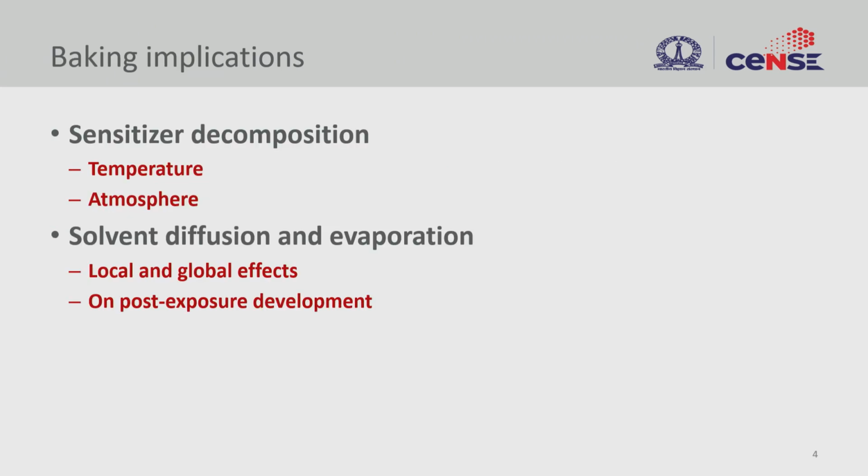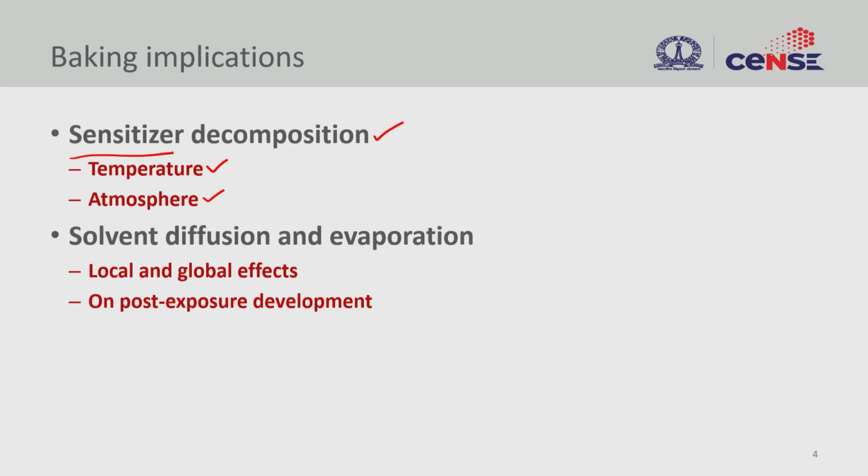And the effect of baking temperature, or the baking itself, on the sensitizer, because this is the photosensitive material, right? So this material could decompose. So you want the sensitizer to remain sensitive to this particular photon. When you do the soft baking before exposure at a very high temperature, you might end up decomposing the sensitizer itself. So when you go for exposure, you may not see any photosensitivity at all, because you have killed the photosensitivity. So the temperature in which you do this baking is very important, and also the atmosphere.